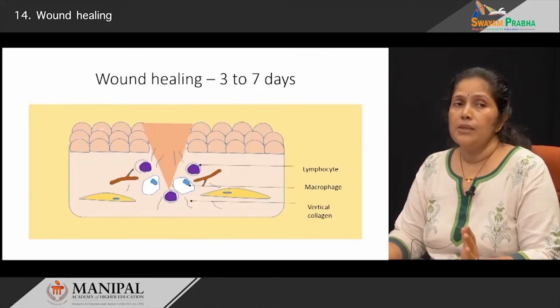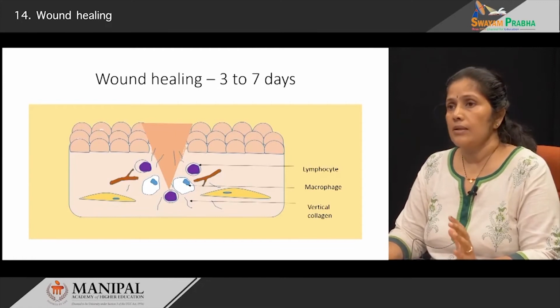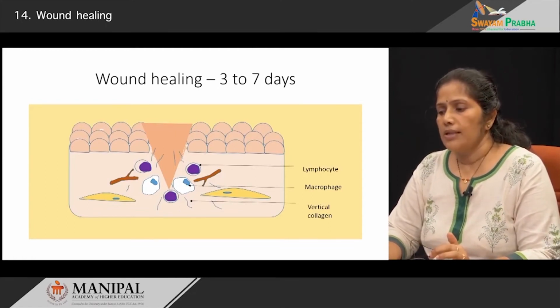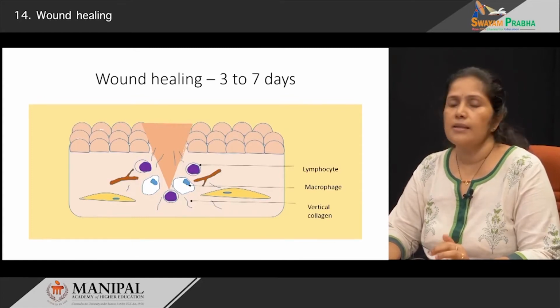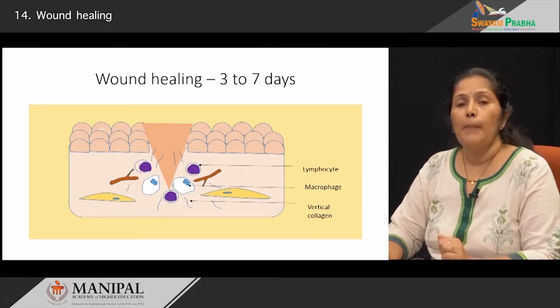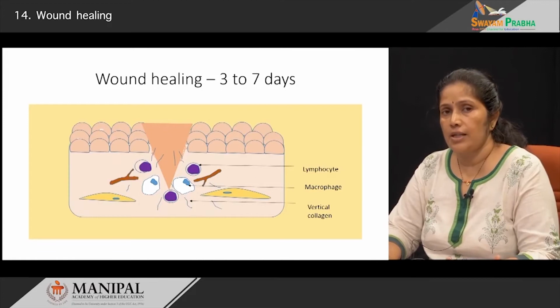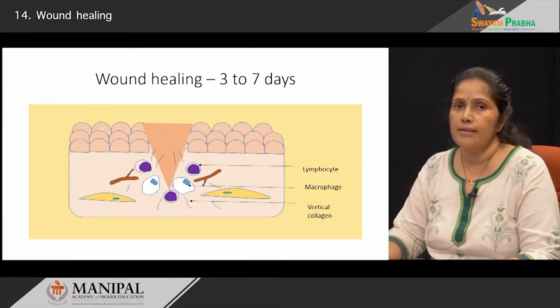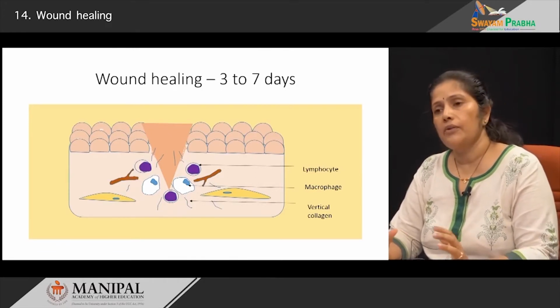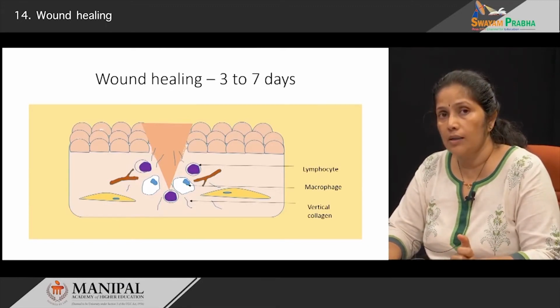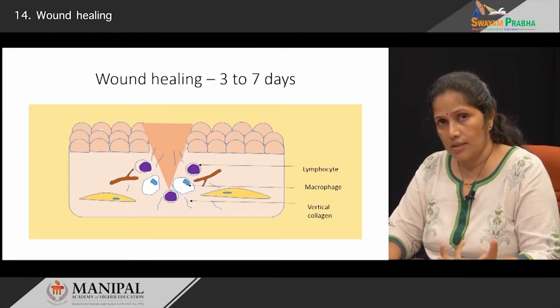Another thing that happens during this 3 to 7 days time is the presence of these large cells. Can you recognize them? These large cells are the macrophages. So, macrophages are also there along with lymphocytes, and over the days these neutrophils will get replaced by these macrophages, and macrophages, as you know, are good tissue scavengers.